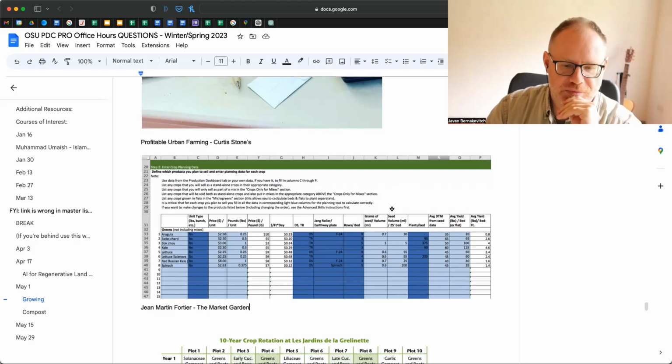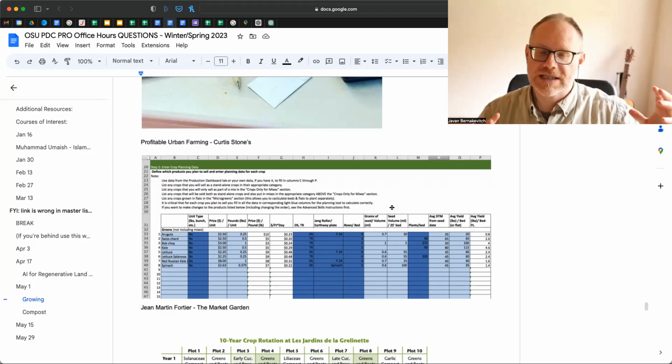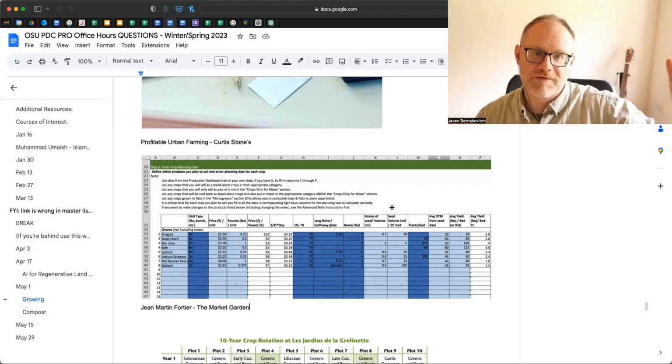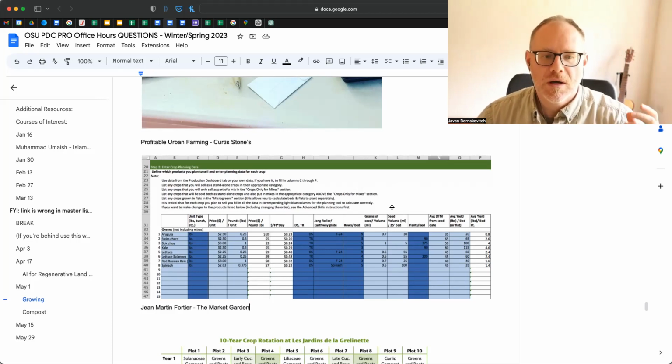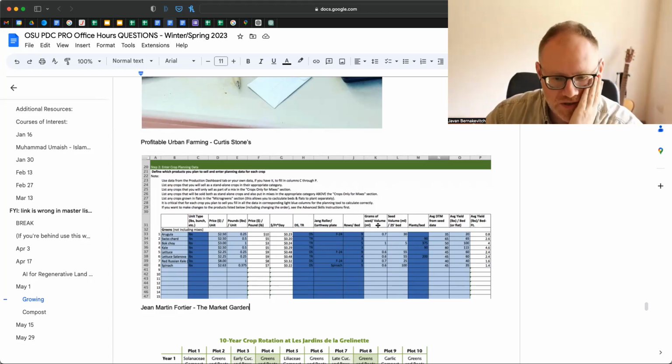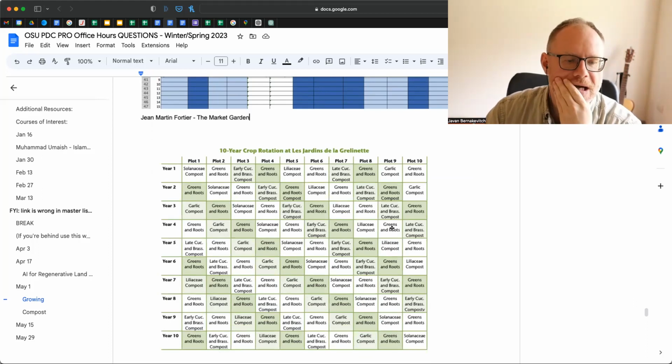Is this production farming? Yes. Can the two meet? Yes, but not without sacrificing either the ecology on one side or the profitability and production on the other side. So the right tool for the right job is what I would suggest, and being conscientious about that.